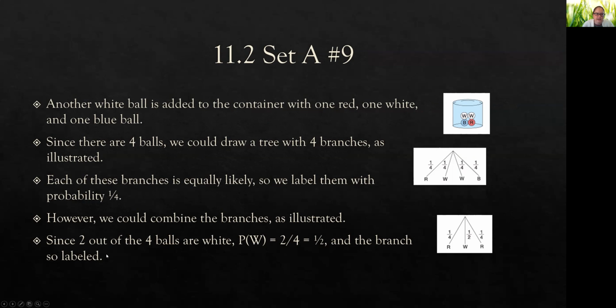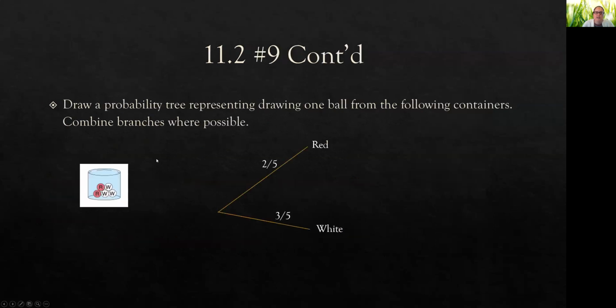All right, so it says since 2 of the 4 are white, the probability of drawing white is 2/4 or a 1/2, and the branches are labeled. Okay. So next, we're going to look at some ourselves.